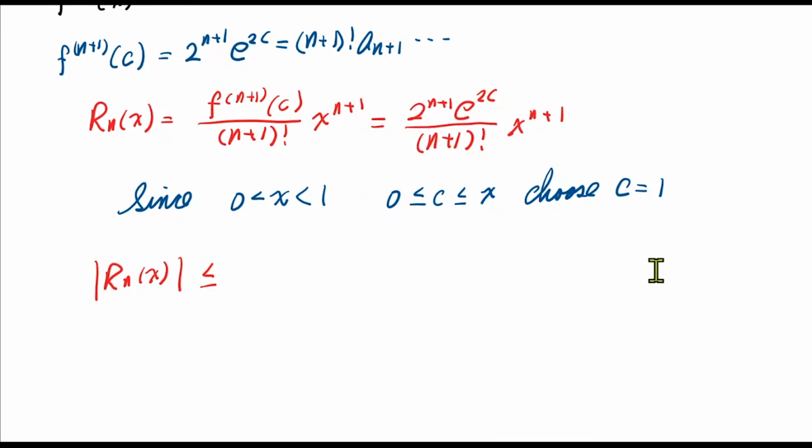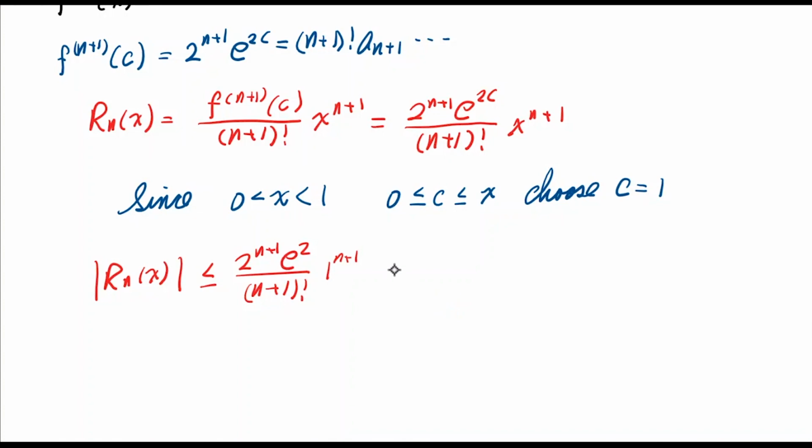So I still choose c to be 1, so this is 2 to the n plus 1, e to the 2c over, c is equal to 1 now, so e squared, and n plus 1 factorial. And then x is equal to 1. You know what I'm saying? Even if it's not included, this inequality still makes it okay. It still is a true statement. I kind of went over here, but I'm looking for the upper bound. You know what I'm saying?